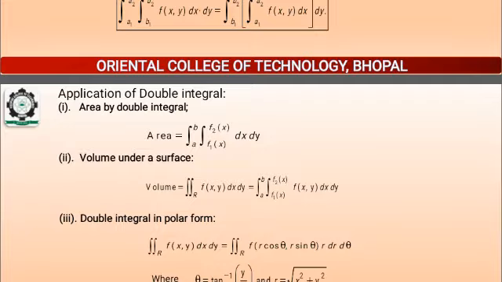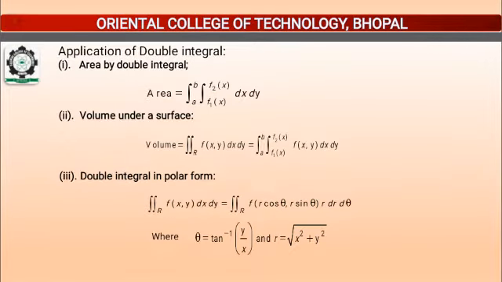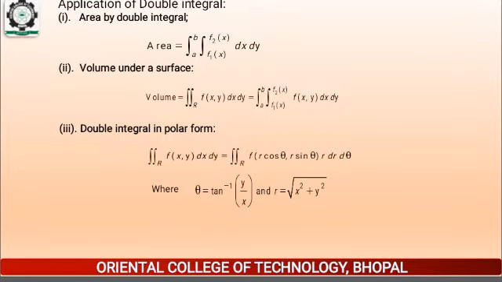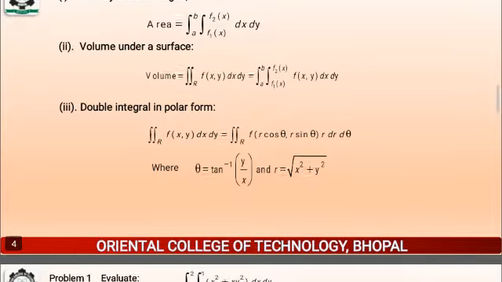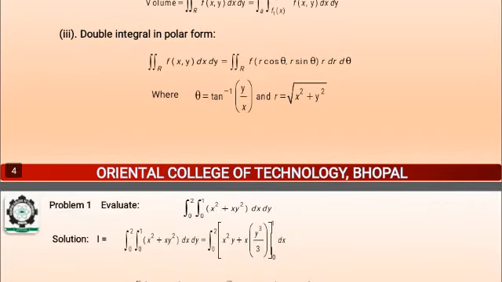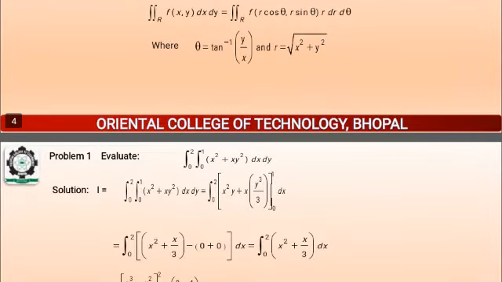Application of double integral. Area by double integration: area equal to integration a to b, f1(x) to f2(x) dx dy. Volume under a surface: volume equal to double integration f(x,y) dx dy equal to integration a to b, f1(x) to f2(x) f(x,y) dx dy. Double integral in polar form: x can be written as r cos theta, y can be written as r sin theta, and dx dy is r dr d theta, where theta is tan inverse y by x and r is under root x square plus y square.